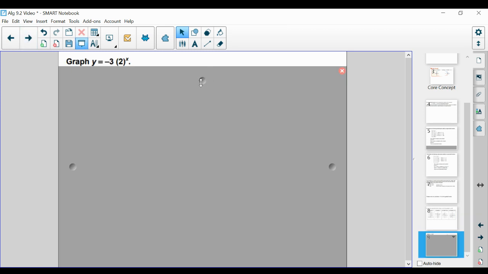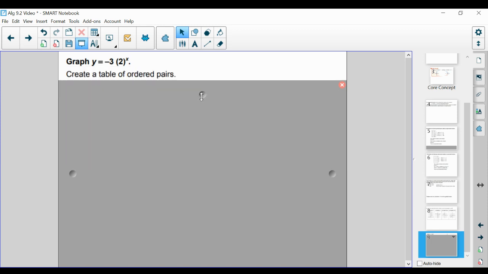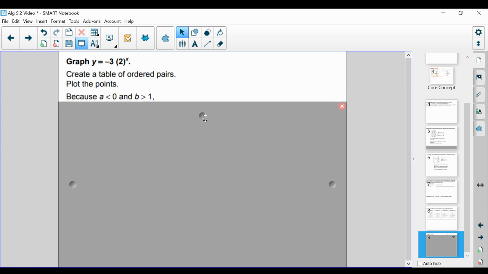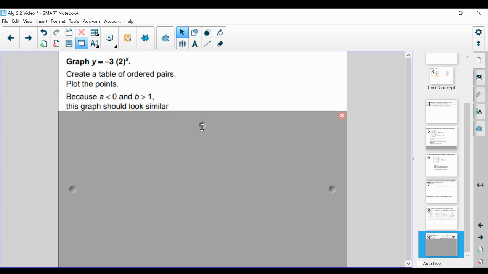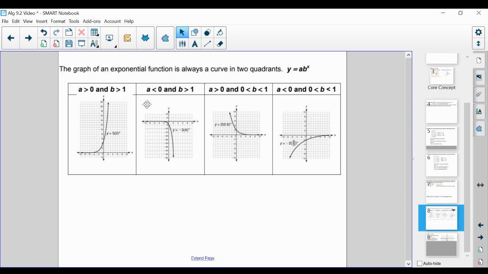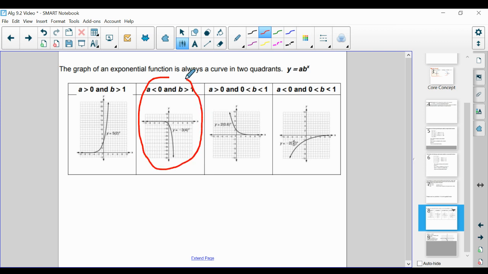So let's graph y is equal to -3 times 2 raised to the x power. We're going to create a table of ordered pairs, and then we're going to plot the points. Since a is less than 0, a negative number, and b is bigger than 1, the graph should look similar to the second graph above. Let's go back and look at that second graph. Since a is less than 0 and b is bigger than 1, it should look like this graph right here.